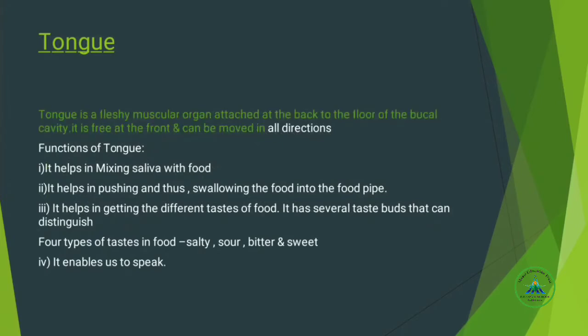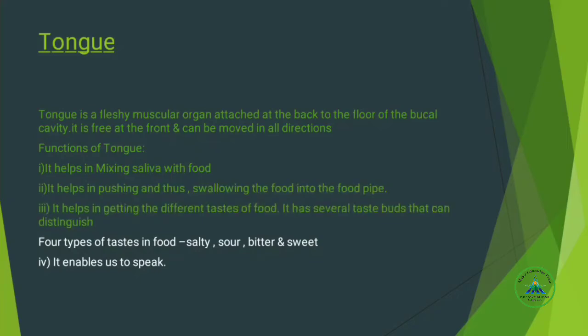Tongue. The tongue is a fleshy organ which is free at the front and can be moved in all directions. Now, we will discuss the role of the tongue. It helps in mixing saliva with food. It helps in pushing and thus swallowing the food into the food pipe. It helps in getting the different tastes of food because it has several taste buds that can distinguish 4 types of tastes in food: salty, sour, bitter and sweet. And it enables us to speak.